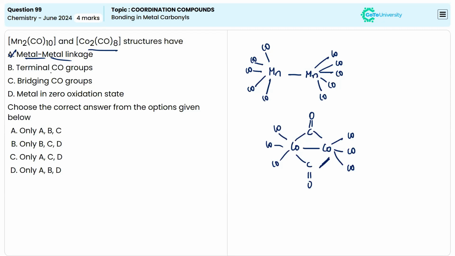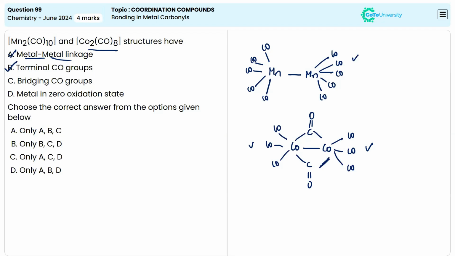Now let us see the second one, terminal CO group. The terminal CO group is present in both. Terminal means each of the metal atoms contains how many? So this first manganese is containing 5, the second one is containing 5. Here the cobalt is containing 3, this cobalt is also containing 3. So this is also common for both.